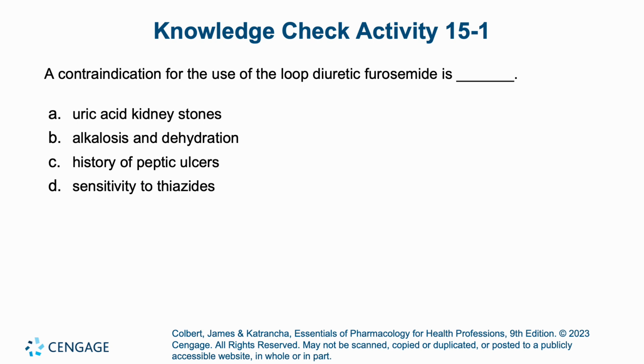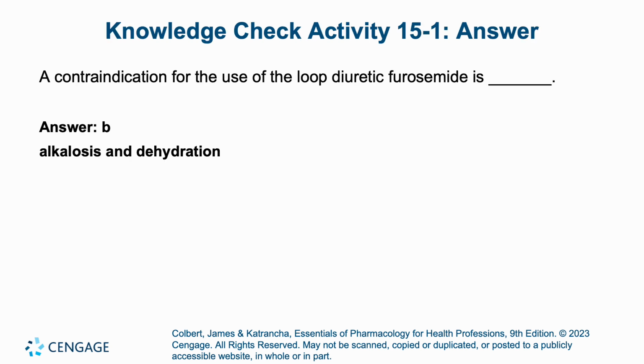Knowledge check. A contraindication for the use of the loop diuretic furosemide is: A. Uric acid kidney stones, B. Alkalosis and dehydration, C. History of peptic ulcers, D. Sensitivity to thiazides. And the answer is B.